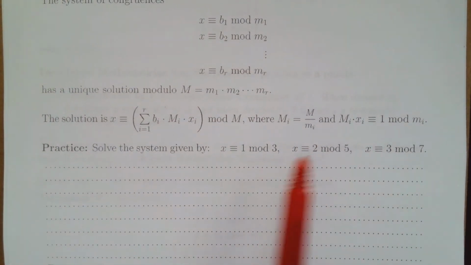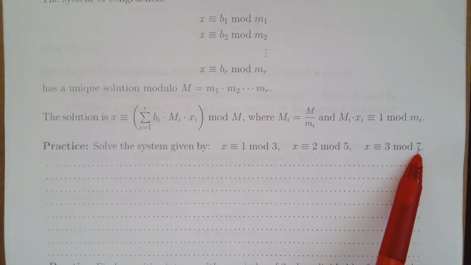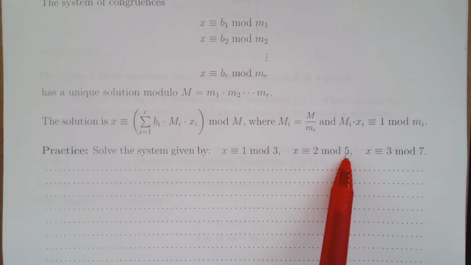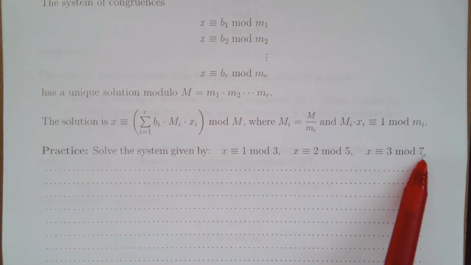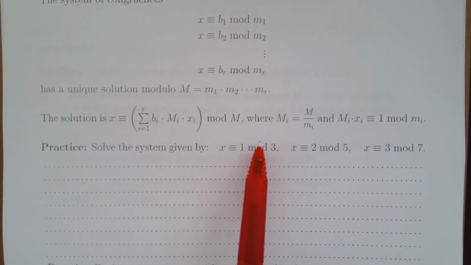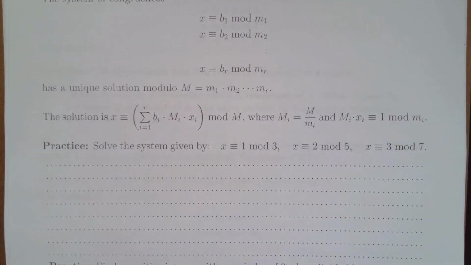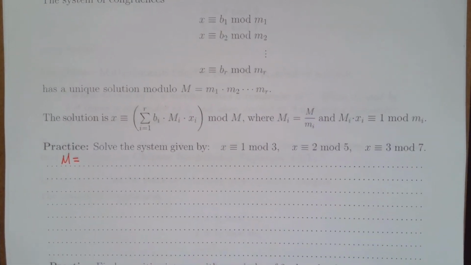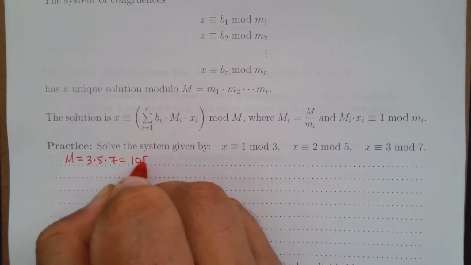First, because 3, 5, and 7 are pairwise relatively prime, we will have a solution. 3 and 5 have a greatest common divisor of 1, 5 and 7 have a greatest common divisor of 1, and 3 and 7 have a greatest common divisor of 1. Note, because these are prime numbers, we know they're going to be pairwise relatively prime. So what do we have to do? We have to find big M. Big M is going to be 3 times 5 times 7, which is 105.